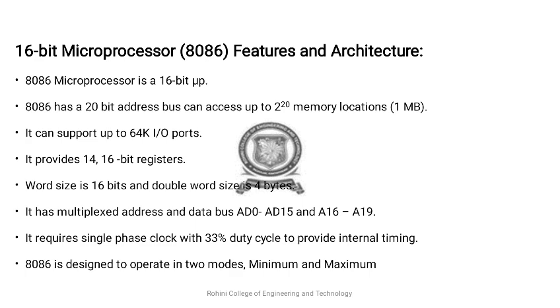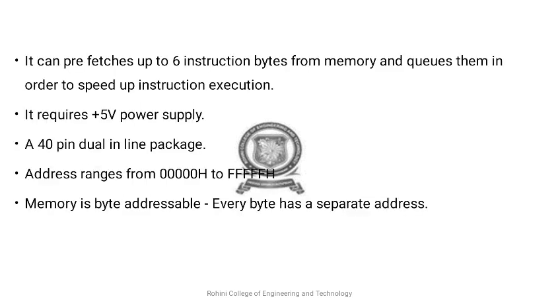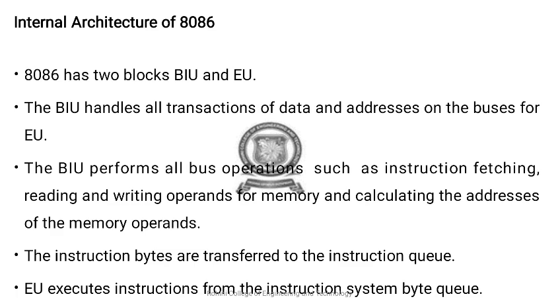8086 is designed to operate in two modes. They are minimum and maximum. It can prefetch up to 6 instruction bytes from memory and queues them in order to speed up instruction execution. It requires a +5-volt power supply and a 40-pin dual inline package. Address ranges from 00000H to FFFFFH. Memory is byte addressable. Every byte has a separate address.